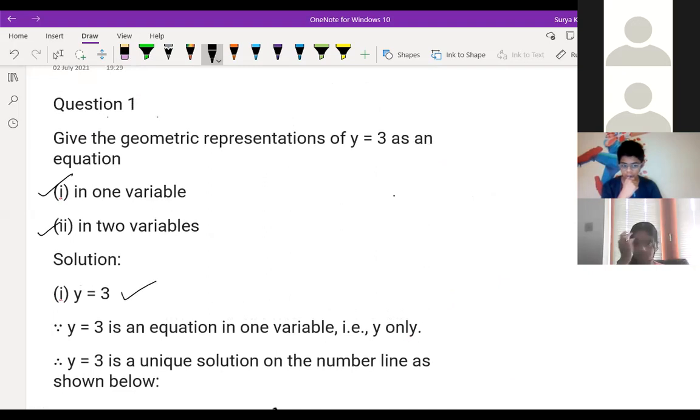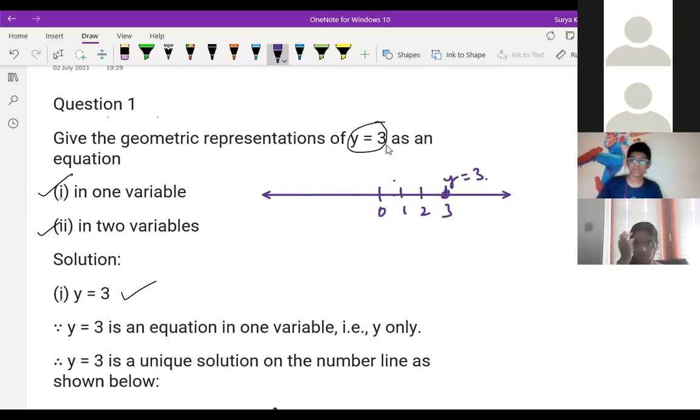See, one variable is nothing but simply you should put y is equal to 3 on a number line. Suppose you are having a number line like this. So you can take here 0, 1, 2, 3. This point you let it be y is equal to 3. You can take this line horizontal or vertical, whatever you want.